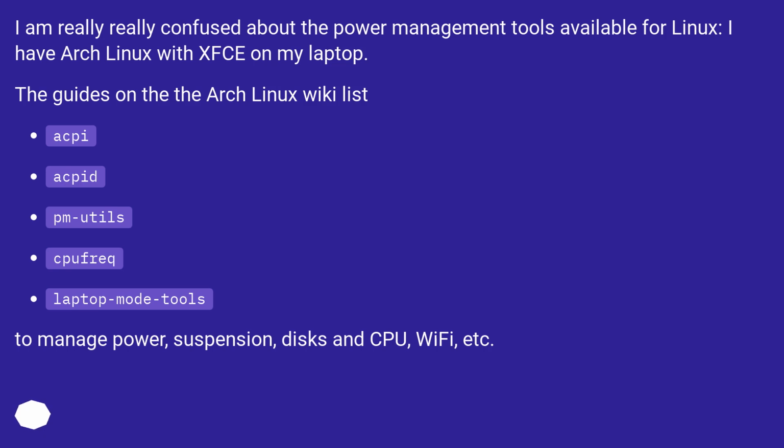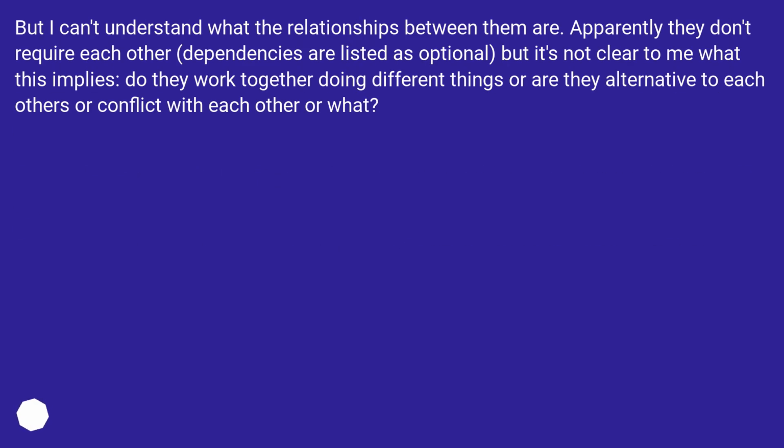The guides on the Arch Linux wiki list acpi, acpid, pm-utils, cpufreq, laptop mode tools, to manage power, suspension, disks and CPU, Wi-Fi, etc. But I can't understand what the relationships between them are. Apparently they don't require each other, dependencies are listed as optional, but it's not clear to me what this implies.